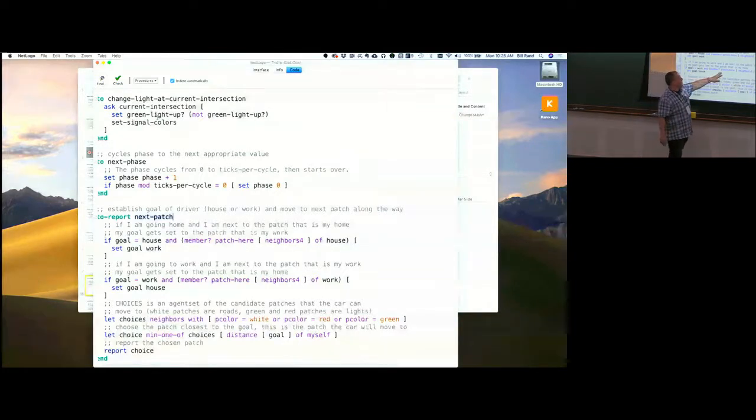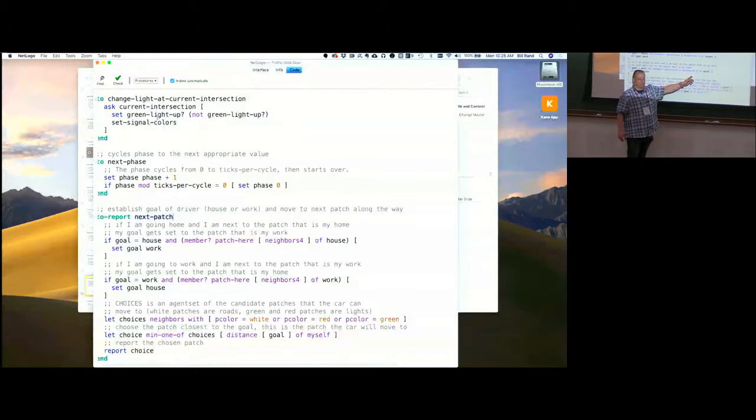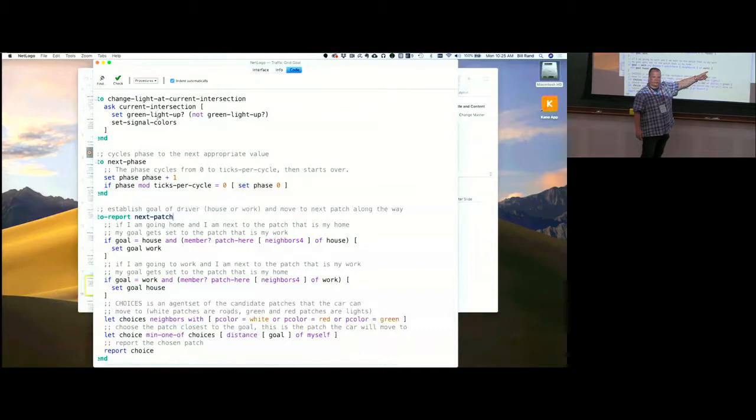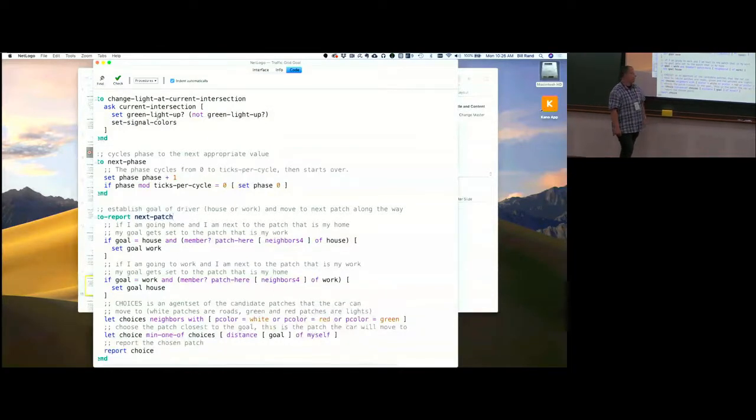And this is a little tricky command that we haven't seen yet, so it's useful to talk through. Neighbors4 of work. So work is my goal, my patch that is at my work. Neighbors4 gives the up, down, left, right of that patch, so not the ones in the corners. We'll talk about this in just a second, but it's the difference between a von Neumann and a Moore neighborhood. So if the patch I'm on is a member of this set, and this is a command that allows you to check to see if something's a member of that set, and that was my goal, then I'm there. So I'm going to set my goal to house.